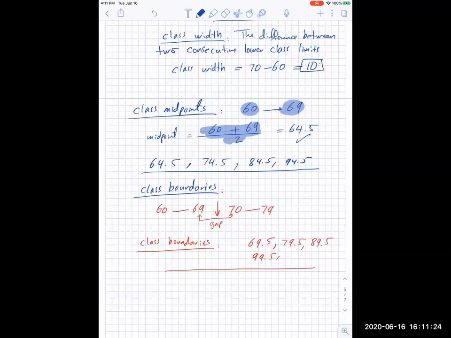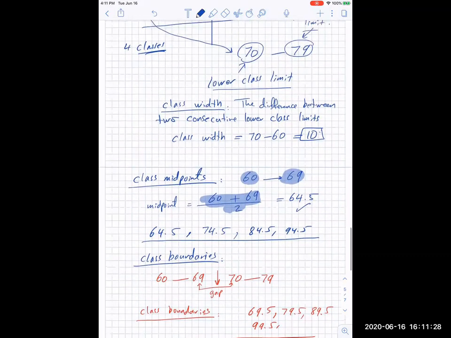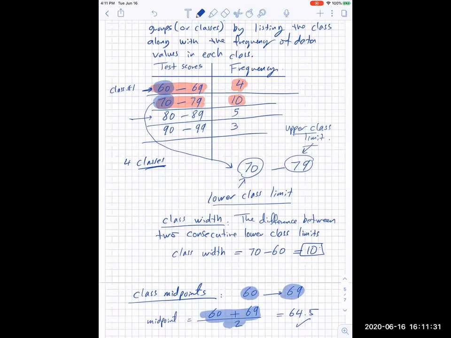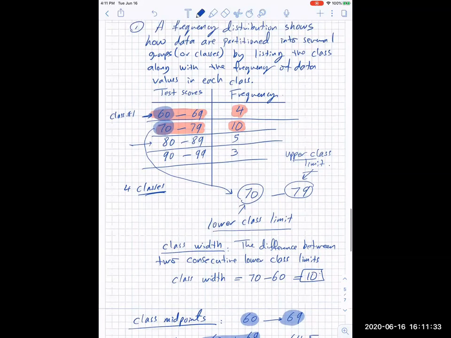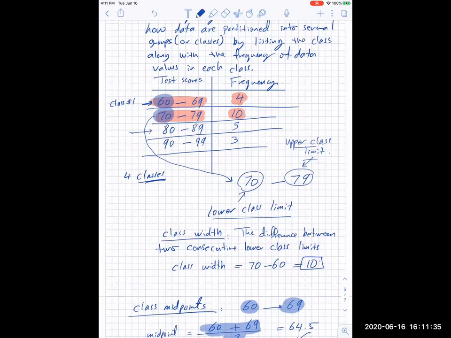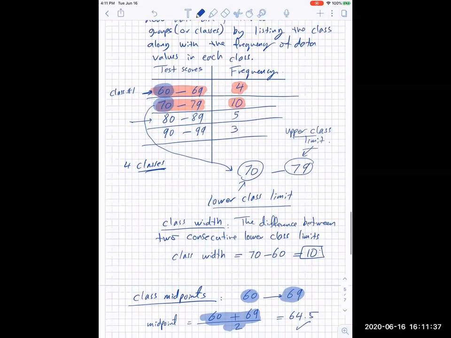All right, so this is one thing I wanted to talk about, the different things that we need to see and understand in a frequency distribution.